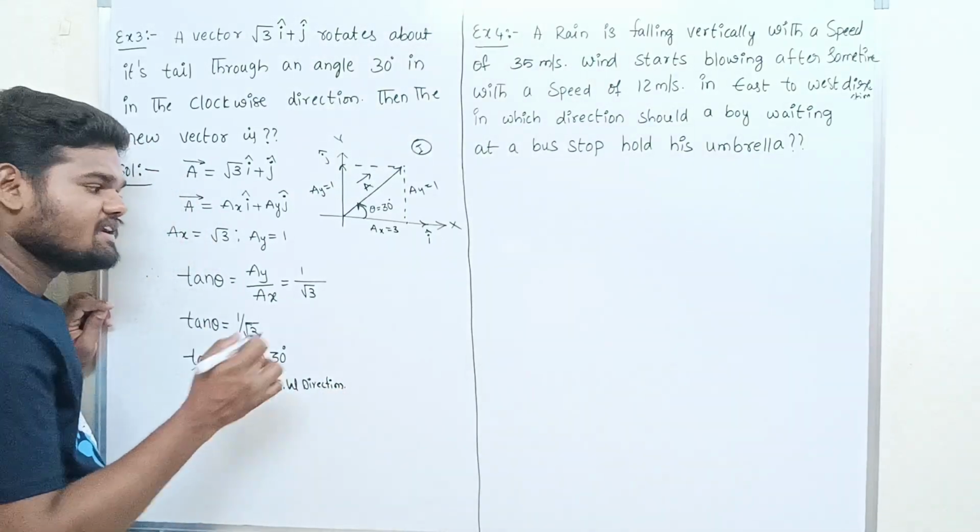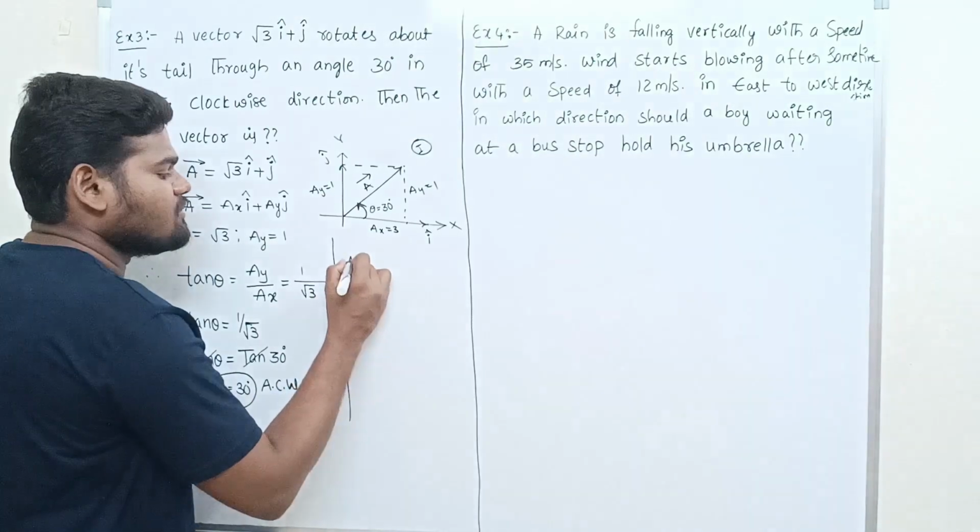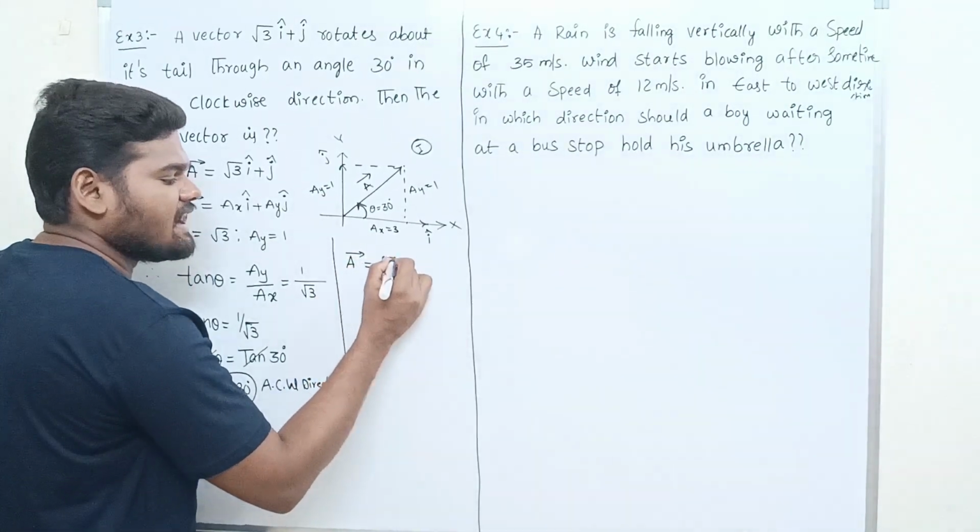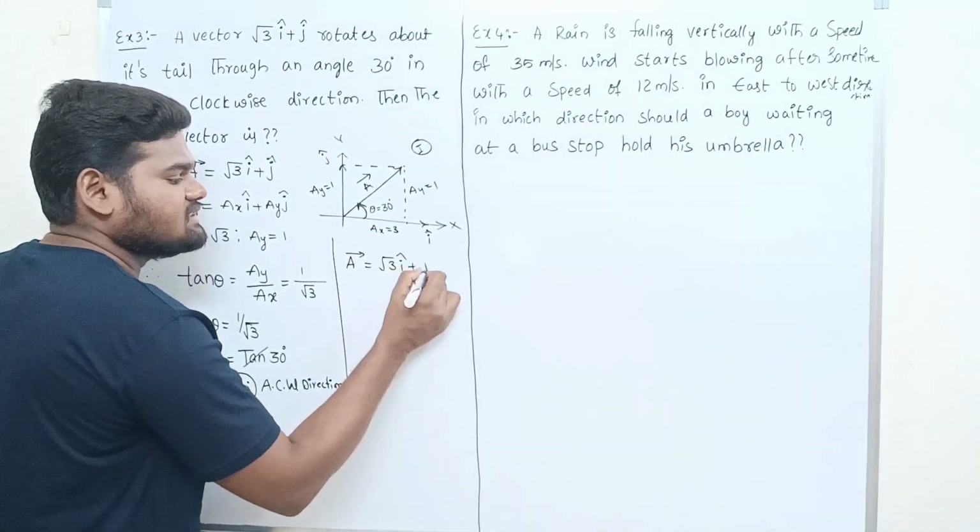Are you getting any doubts? Right. So what is the a bar vector? We have root 3 i cap plus j cap.